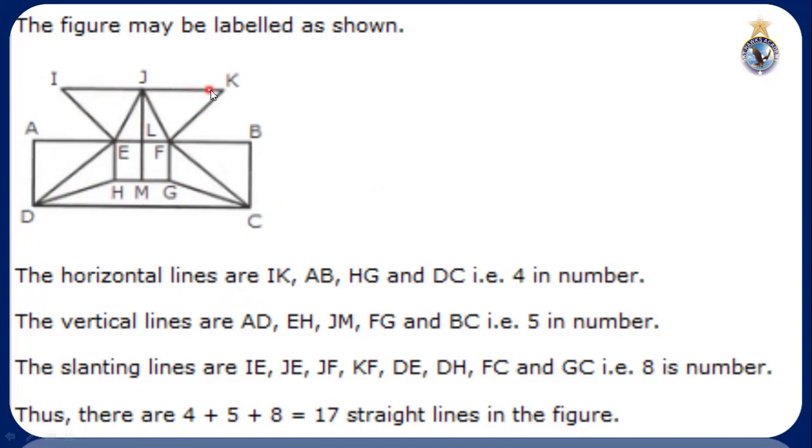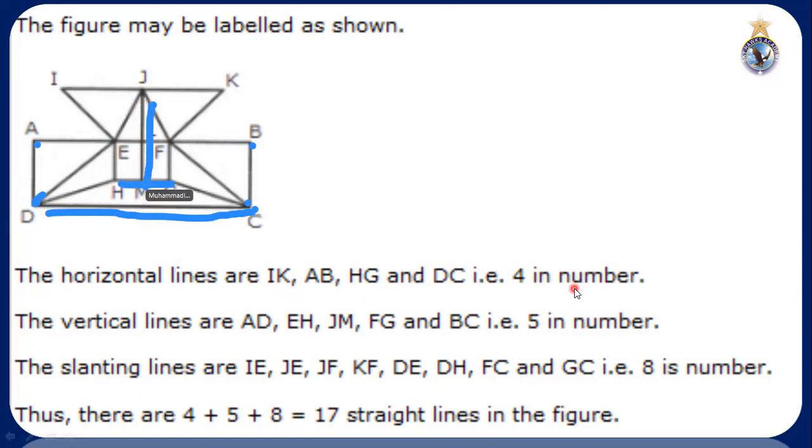This is the first horizontal line, IK. Then AB. AB is coming down to this one. This is also a horizontal line. Then HG, another line coming down. And then DC is the last one, at the bottom. This is a horizontal line. So all these are horizontal lines. We have counted 1, 2, 3, 4. These 4 lines are horizontal, parallel to the x-axis, so they are all parallel to each other.